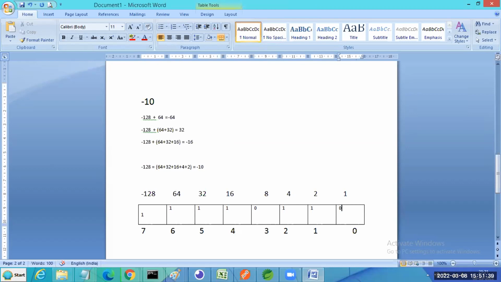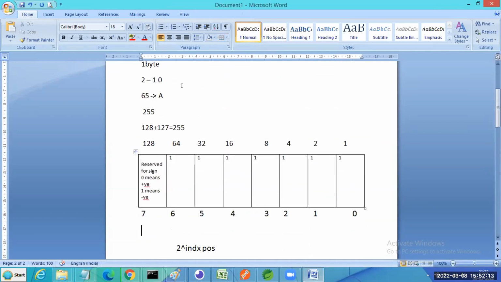Have you calculated minus 10 anytime in binary numbers? You usually calculate the plus numbers, right? You usually convert the plus number into binary or binary into the positive number. If you want minus 10, this will be the binary number. Is this fine? Yes, sir. Super.